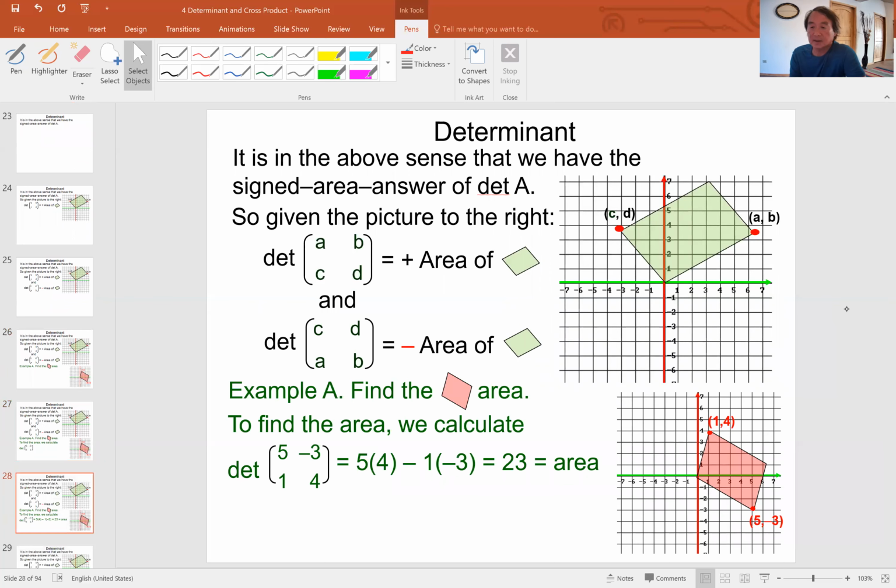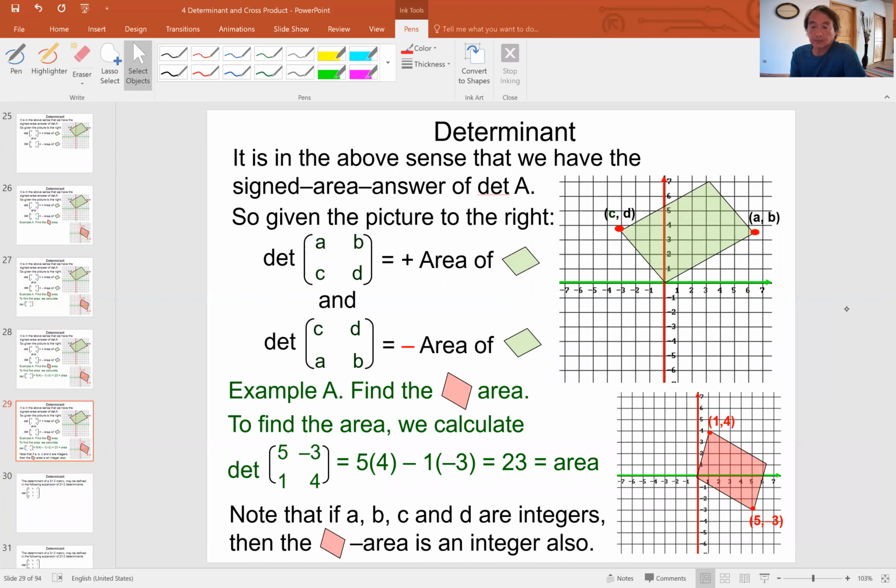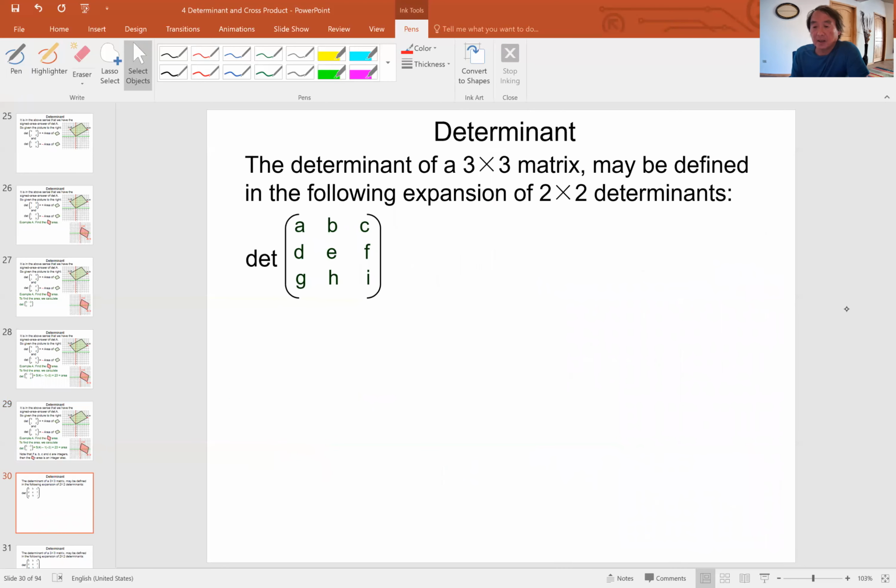So here's finding the area of a parallelogram. And notice a very interesting fact: if the two points have integer coordinates, the determinant is going to be an integer, meaning the area of the parallelogram is going to be an integer. That is not a very obvious fact from the regular formula for calculating the area of a parallelogram.